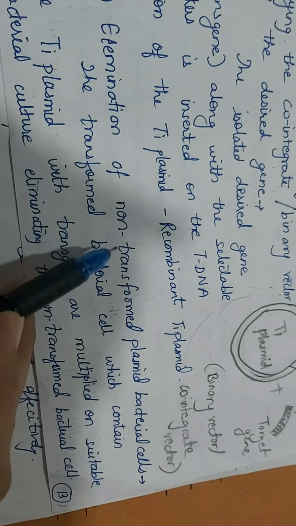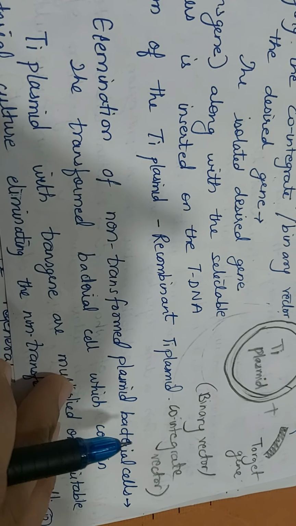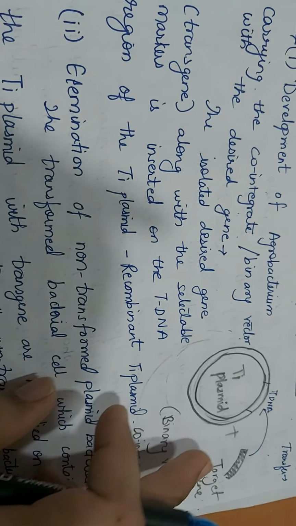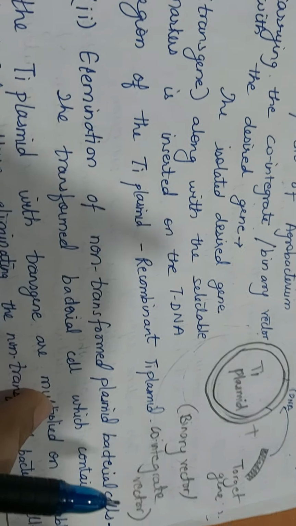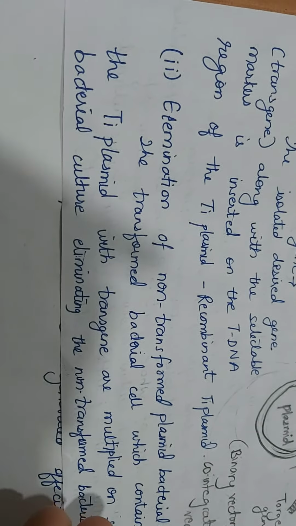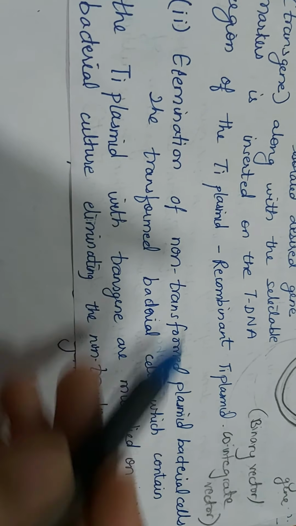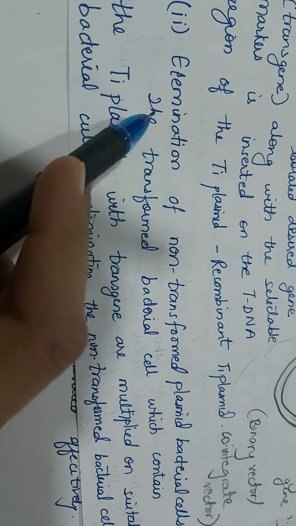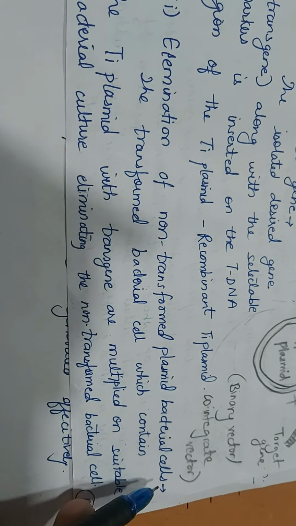Second, elimination of non-transformed plasmid bacterial cells. This is also very important, because when you have transformed the bacteria with our desired gene, few of them would not be carrying this recombinant Ti plasmid. So you need to eliminate, to remove them.